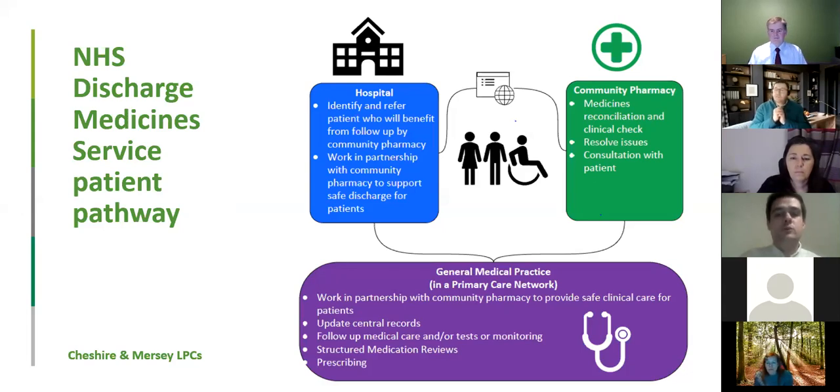So the hospital will identify patients that they want to refer. We don't anticipate the referrals changing, so the patients you're already getting from the trust will pretty much stay the same, like the same patient cohorts, etc. And the hospitals and the pharmacies will work together to support safe discharge of patients. In the community pharmacy, there are 3 stages that are involved in the service, which we'll go on to in a minute for those of you who haven't read the toolkit yet.